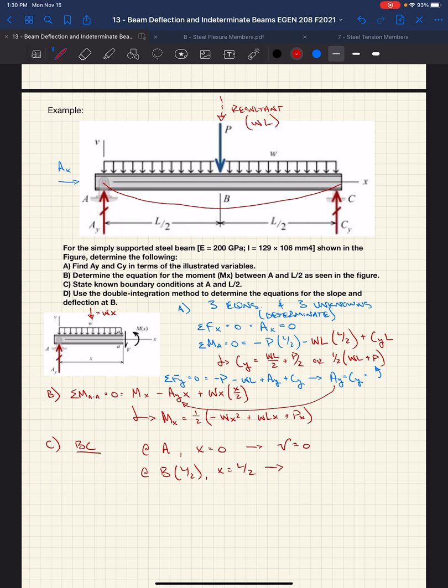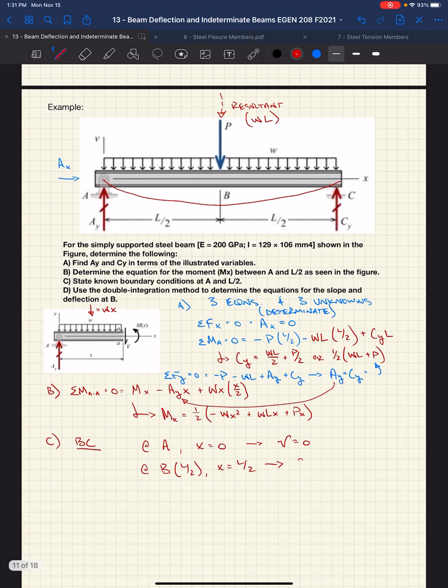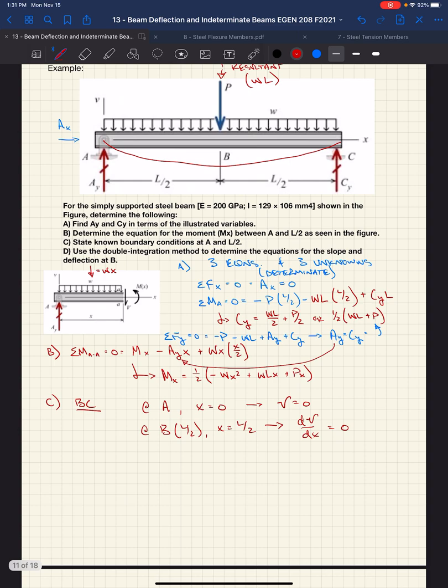Well, if we look at this deflected shape at B, that deflected shape has no rotation. Because it's symmetrically loaded, it's going to go down to a maximum at the center and then come right back up. And when it's at a maximum, it's going to have 0 slope, still flat like it was at the very top, unloaded. So we got dv dx equals 0, or theta. Those are our boundary conditions at A and B.